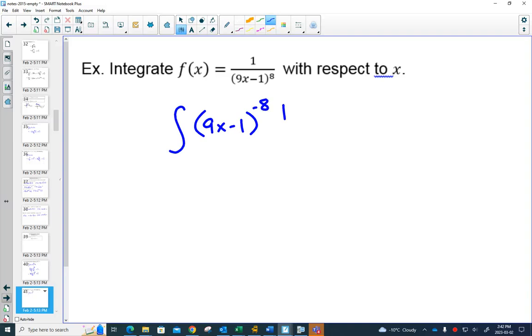I would change this. And then add 1 to my exponent and divide by my exponent. And also divide by the 9 because of the chain rule.